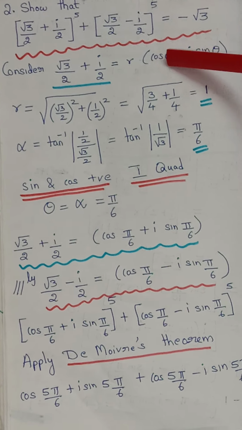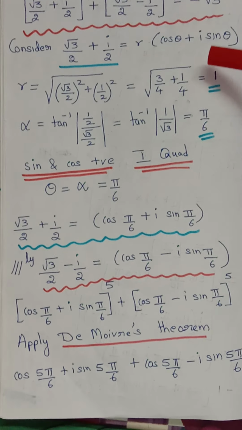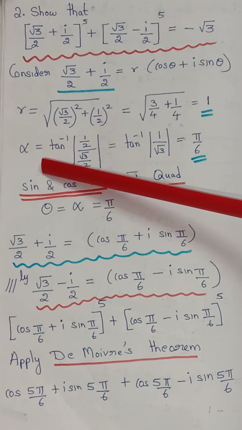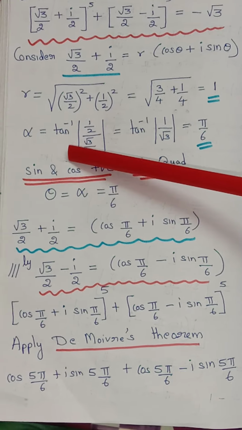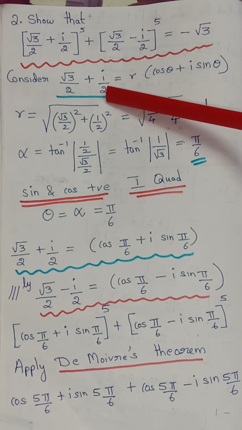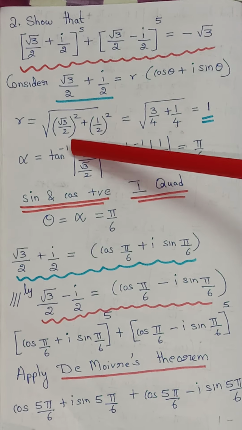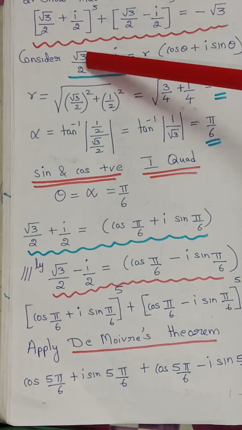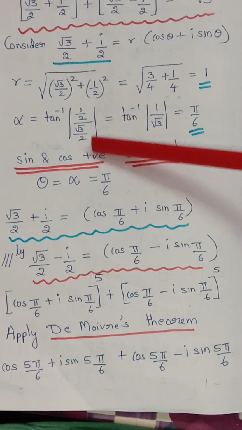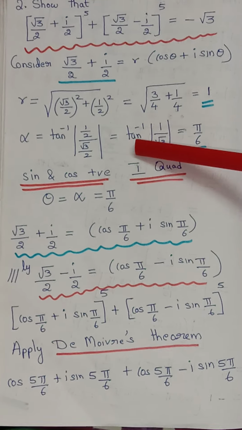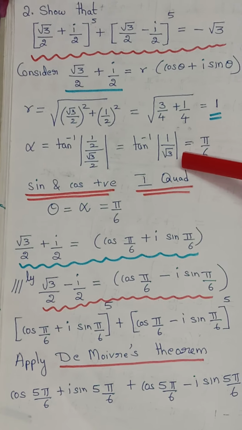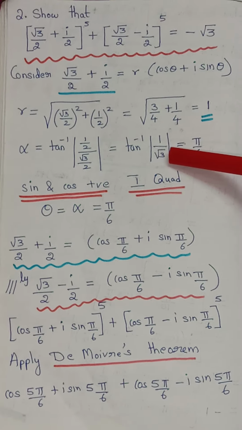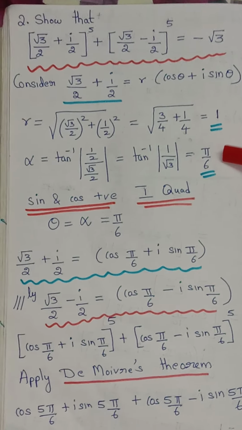Next we have to find out theta. I told you whenever we find out argument theta, first we have to find out alpha. What is the formula for finding alpha? Tan inverse of imaginary number by real number. So tan inverse of modulus of imaginary number 1 by 2, real number root 3 by 2. So this 2 and this 2 get cancelled. We will have tan inverse of modulus of 1 by root 3. We know which tan value will give you 1 by root 3, that is 30 degree. So we have to write pi by 6.